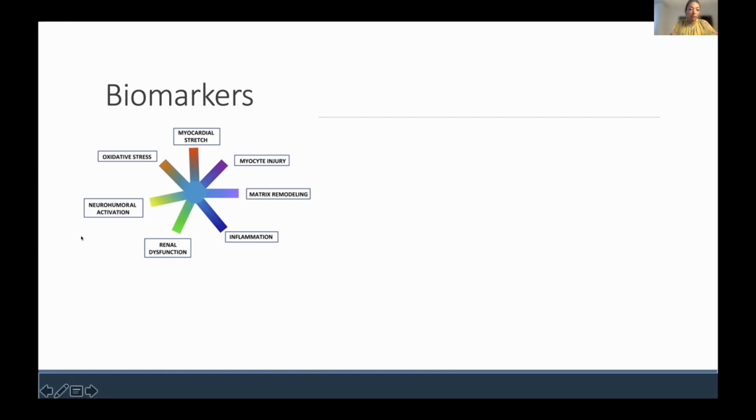Other markers of neurohormonal activation like adrenomedullin, markers of oxidative stress as well, myeloperoxidase, for instance, these are used in research, but not really clinically.